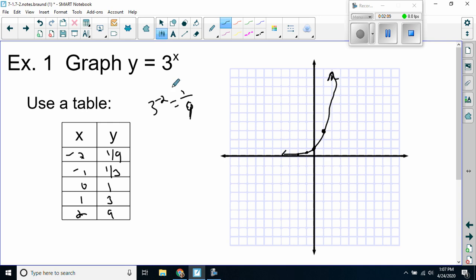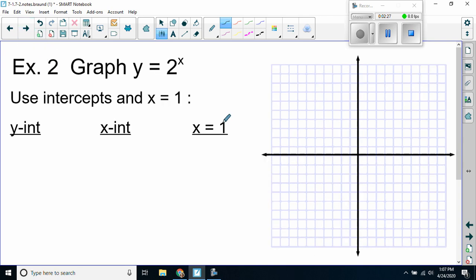This is a growth function because 3 is greater than 1. Anytime it's greater than 1, it's a growth, and it's always going to go up exponentially, right? If it was a decay, it would come down, and I'll show you one of those in a second. But this is how you graph using a table. You just plug in some values and fill it in, right? So that gives you a good graph.